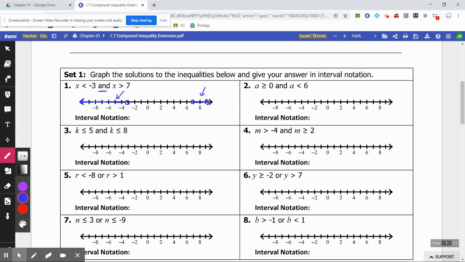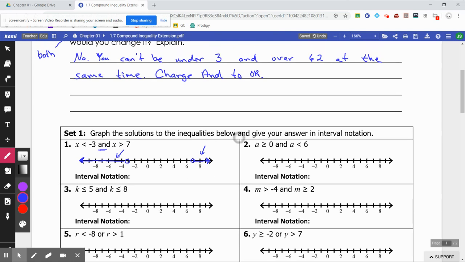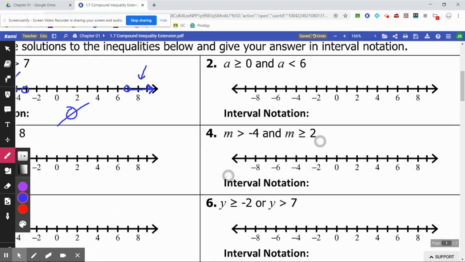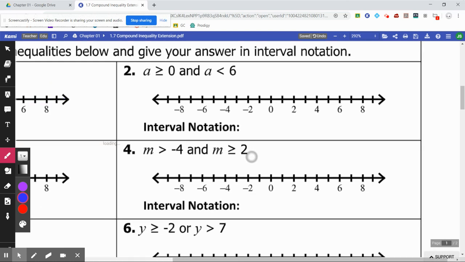That goes back to it's just like this statement up here. It can't be both. It can't be smaller than -3 and bigger than 7, so there would be no solutions there. So be careful with some of these because sometimes you might run up on some to where that can't be true.